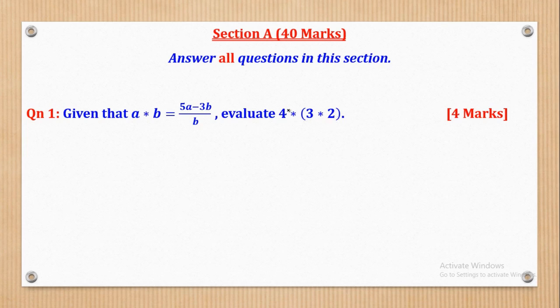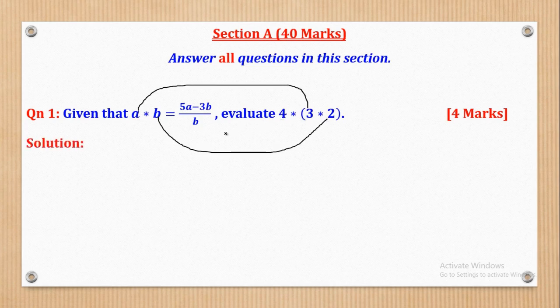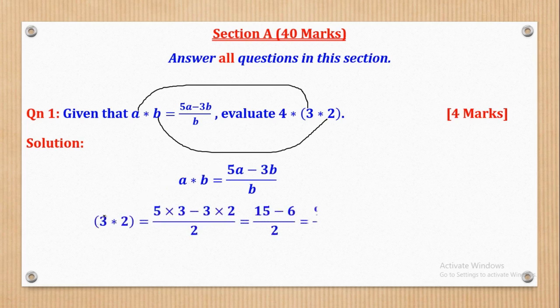So in this case, the first thing to do is to work out the bracket by replacing. So you have to compare. In this case, when we compare, A will now be 3 and B will be 2. So by that we shall now substitute. We know that A is that, so when you substitute, remember A is there and B is there. So we shall put our 3 here and 2 here. Then over B, so we shall put this B here.